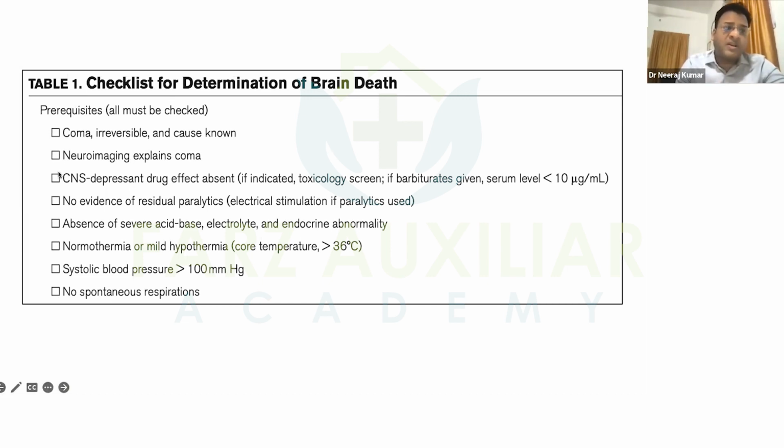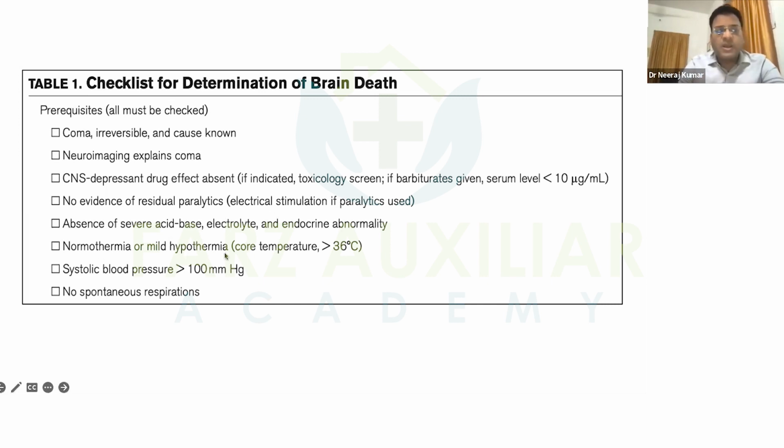But you must rule out the CNS depression drug effect, whether it should be absent. And the second, there should not be any severe acid-base abnormality. You have to put this prior to doing apnea test. You have to manage that severe acid-base imbalance, manage the severe electrolytes, because these patients may have very high sodium. These patients may have very high potassium as well, and these patients may have some hormonal disturbances like cortisol level, like your stress levels. Maybe they will be abnormally very elevated. So it should be made normal range.